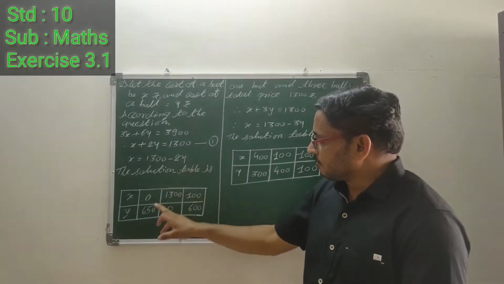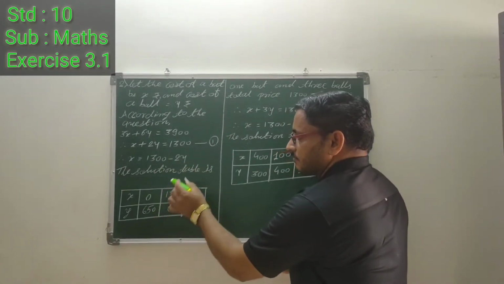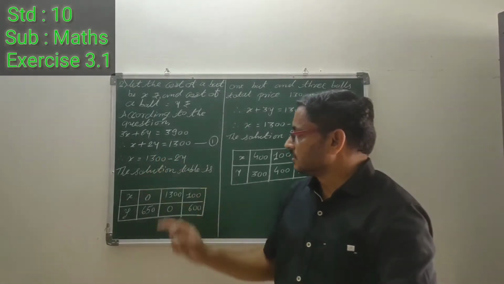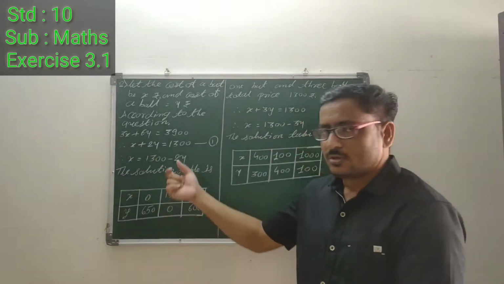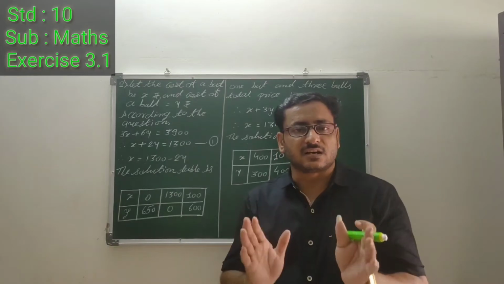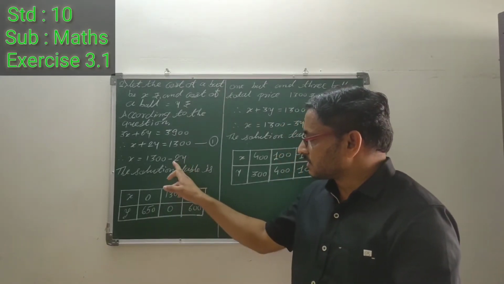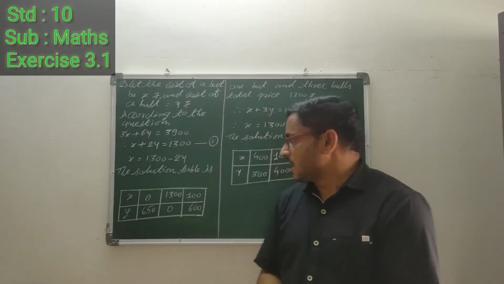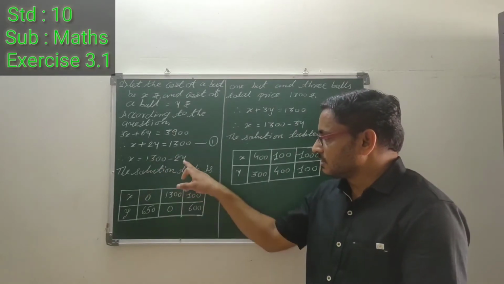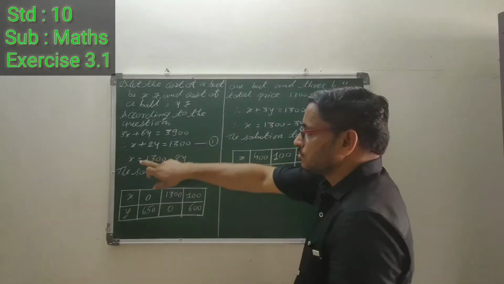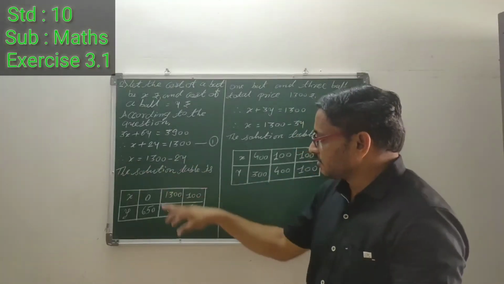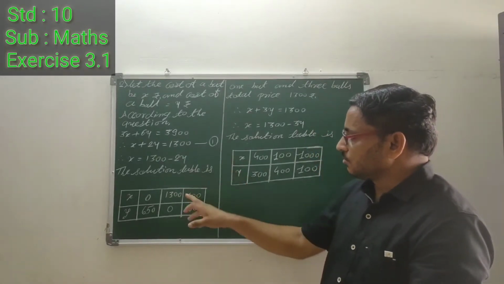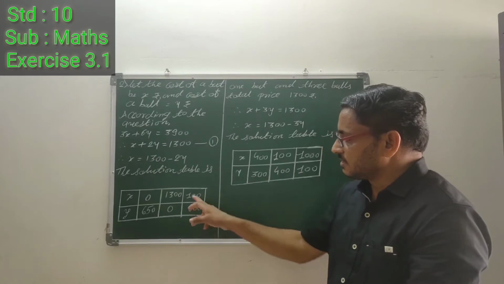Students, first if we put the value of y equals 650, multiplied by 2 the answer comes 1,300, and 1,300 minus 1,300, so x becomes 0. If we put y equals 0, then 2 times 0 is 0, so x equals 1,300. And if we take y equals 600, then 600 multiplied by 2 equals 1,200. Subtracting from 1,300, the answer comes 100.